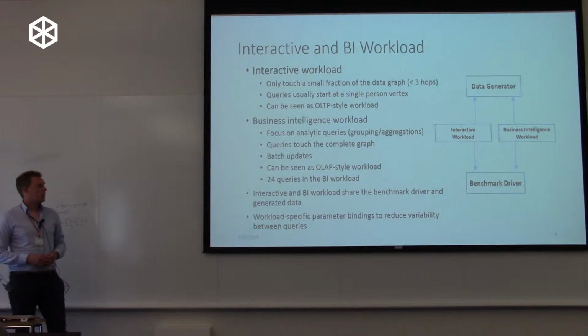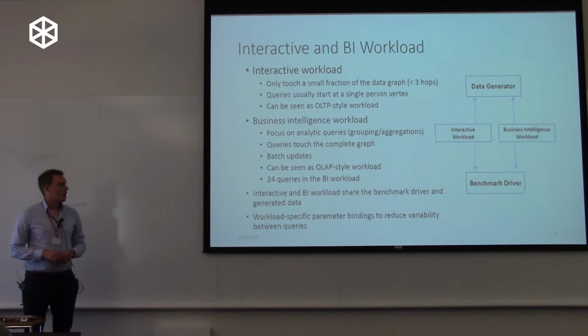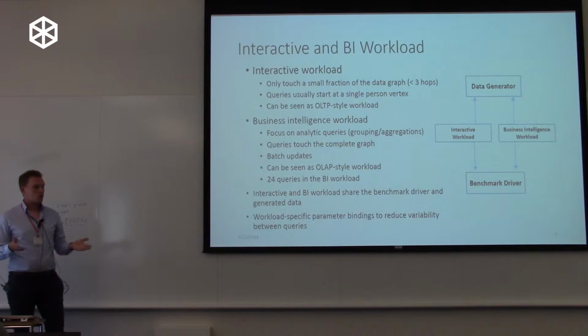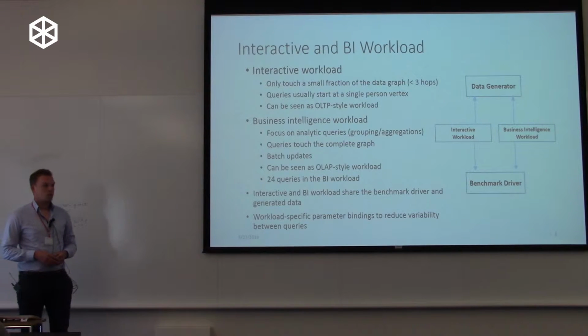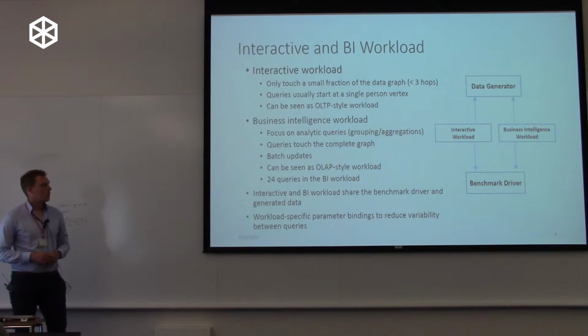Usually they can be characterized by starting at a single vertex, which is usually a person, and then exploring the proximity within 2 or 3 hops of the graph. In total, they usually just touch a comparably small part of the entire graph. So for relational guys, this could be seen as some sort of OLTP style workload.